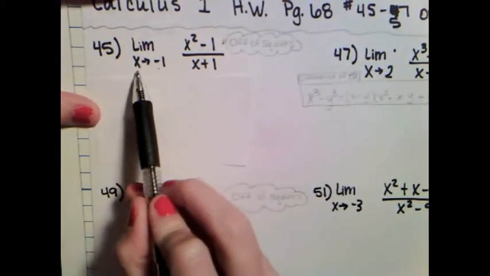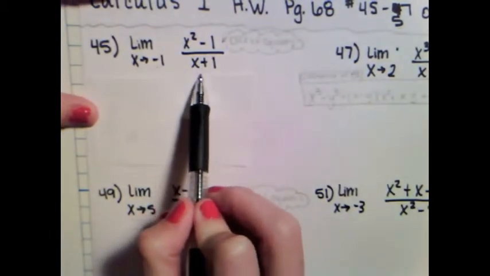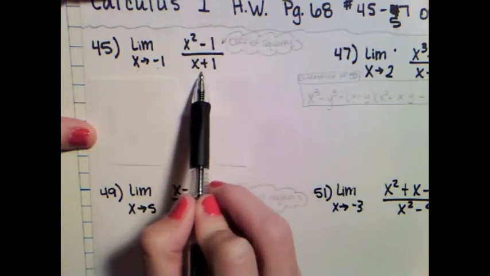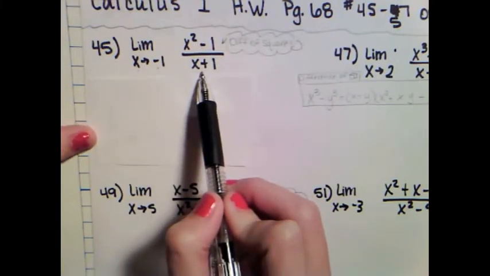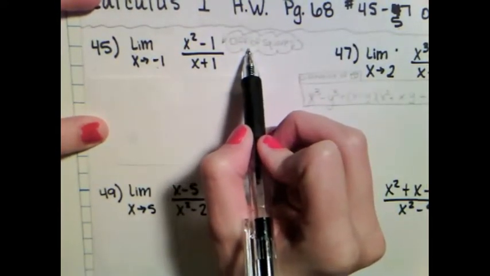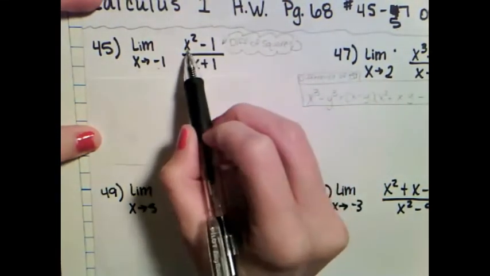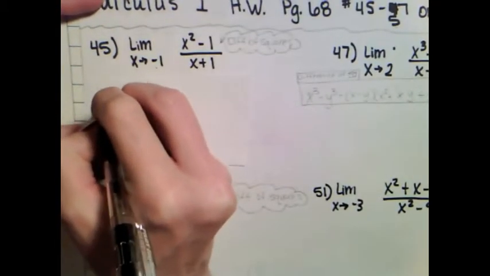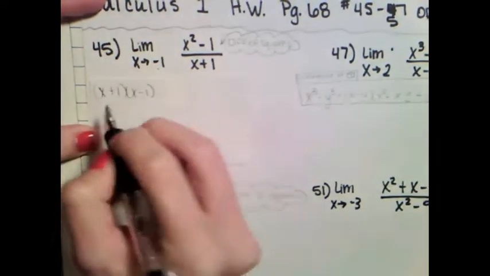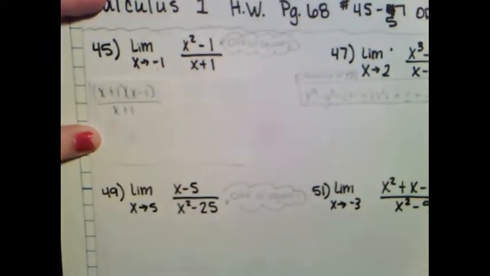Number 45, you're taking the limit as x approaches -1 of x squared minus 1 over x plus 1. So we're going to see if we can simplify this rational function so that we can get something that we can actually take the limit of. In that process, we're going to see if we can factor our function, and we can. Our numerator is a lovely difference of squares that we can factor into x plus 1, x minus 1, all over x plus 1.